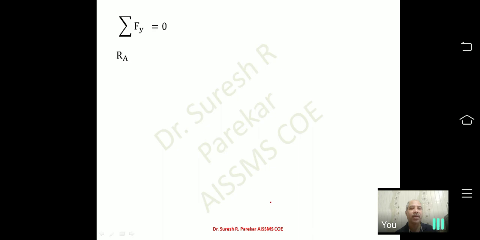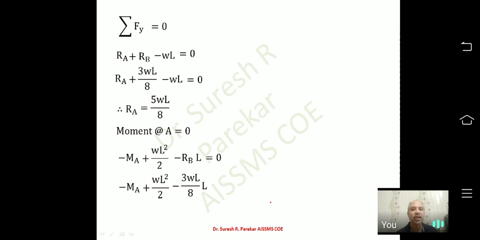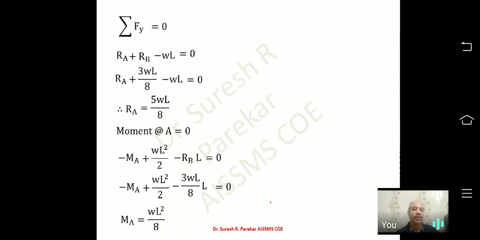Now once I know the value of RB, then we can find the value of RA and the value of MA. You can see we have the same equations which we used in the theorem of three moments, and then we get this value equal to 0. RA we will get as 5wL by 8. Then take moment about A equal to 0, and by that we get the value of MA. We have seen wL square by 8, so MA is wL square by 8. So this is all about your first problem, which we have taken as a propped cantilever with UDL.